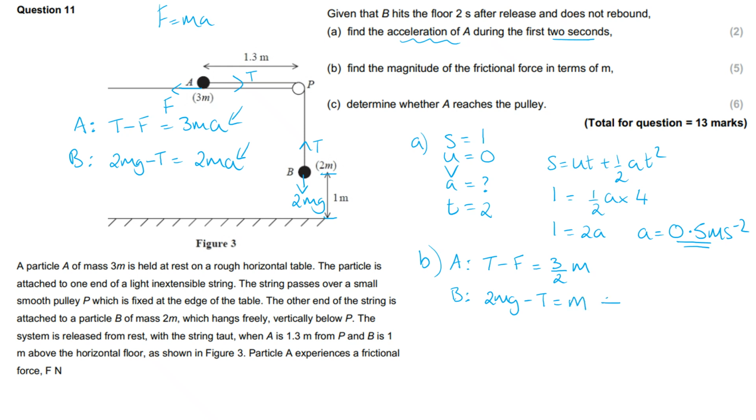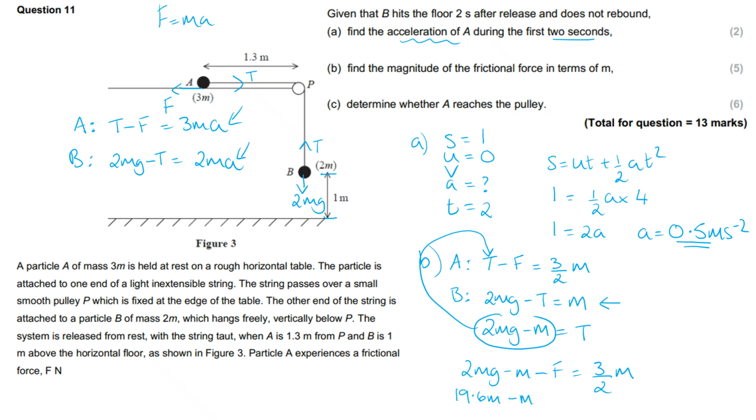So what we can do with this equation is rearrange it to give us T. So 2mg minus m is equal to T, and substitute that in up here, and then rearrange for F. So T, which is going to be 2mg minus m, minus F is equal to 3 over 2 m. Now g is just 9.8. Doubling that is 19.6m minus a whole m. Take this m to the side, which is minus 3 over 2 m is equal to F.